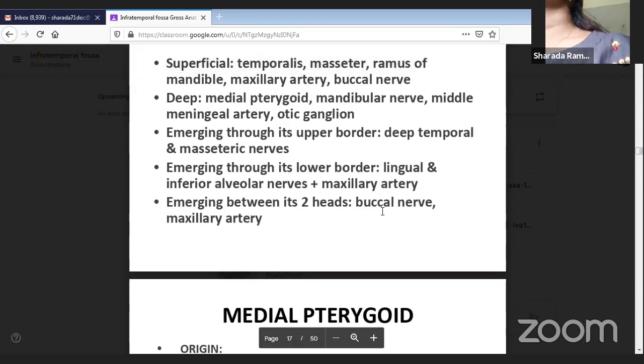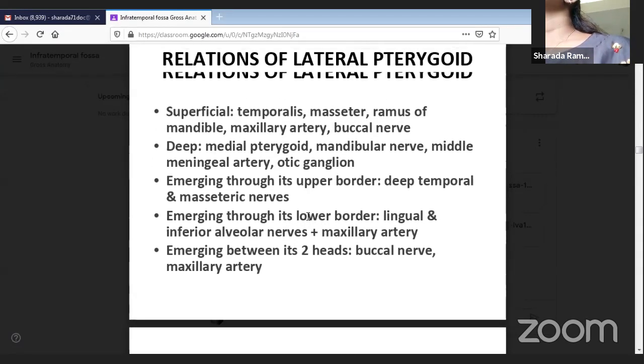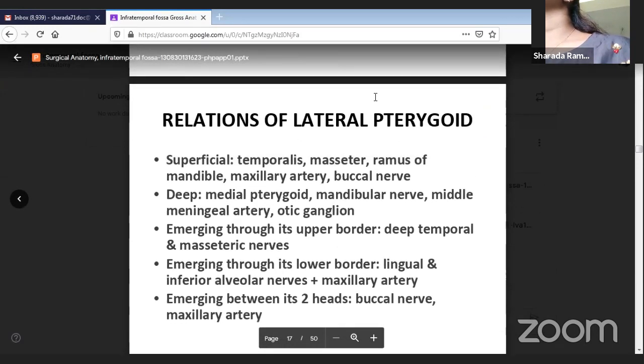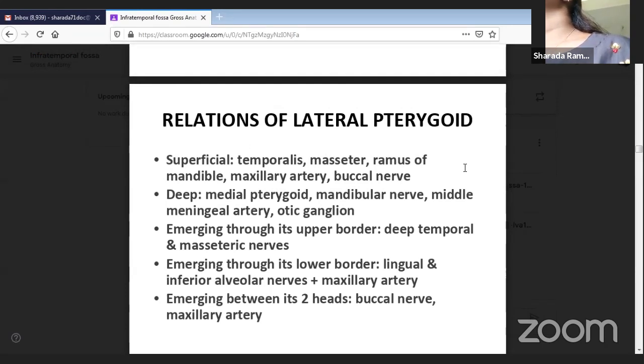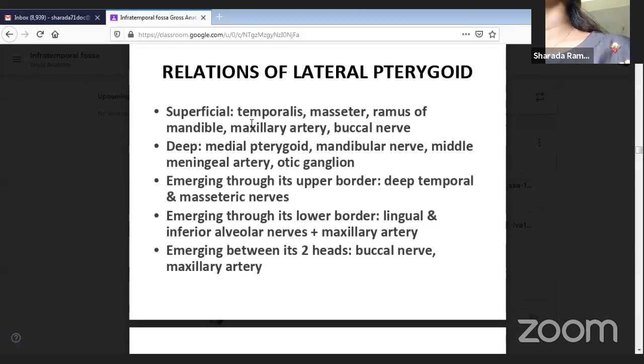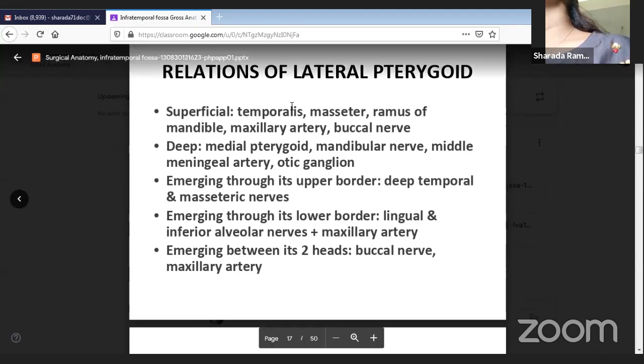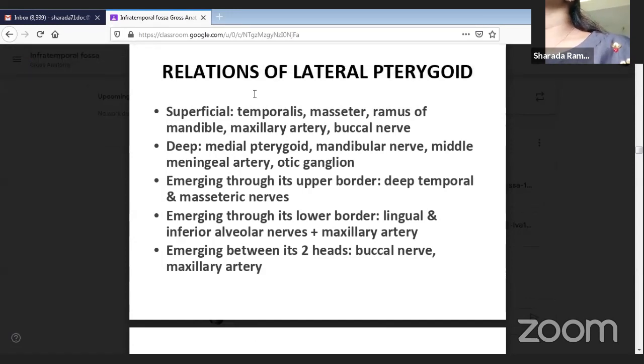Now, whatever structures you tell in the lateral pterygoid muscle are very much related to all these structures. So that is why we put it under the heading of relations of the lateral pterygoid. Now, what are the muscles that are related? You have all the muscles of mastication. Some of them will be related superficially. So superficially, you're going to have the temporalis muscle, the masseter, and of course, the ramus of the mandible, which you have already seen. Then you have the maxillary artery and the buccal nerve.